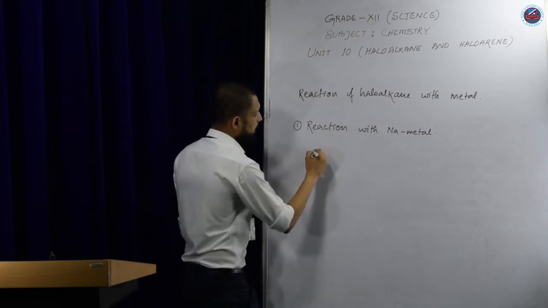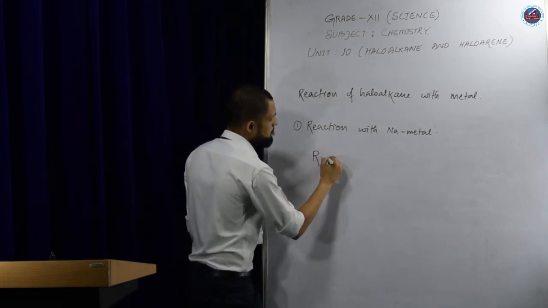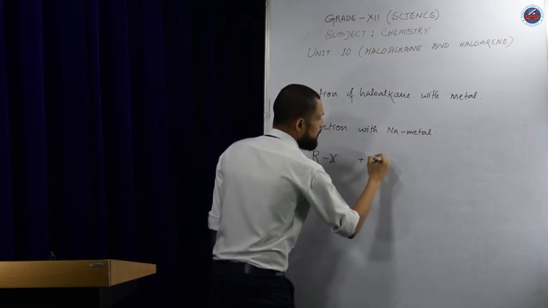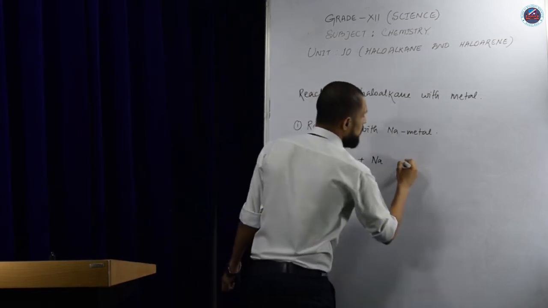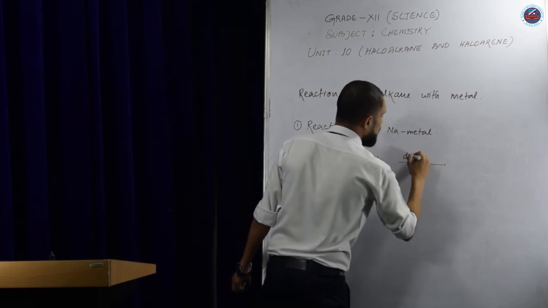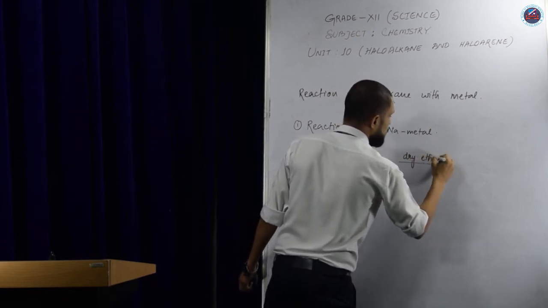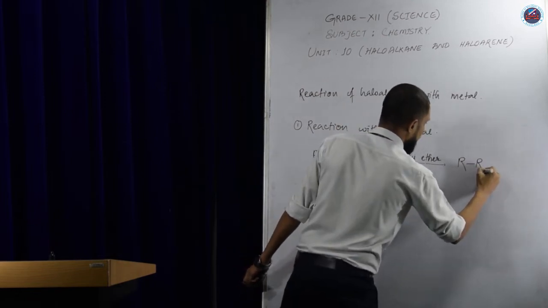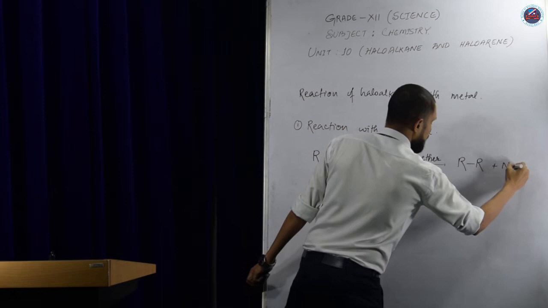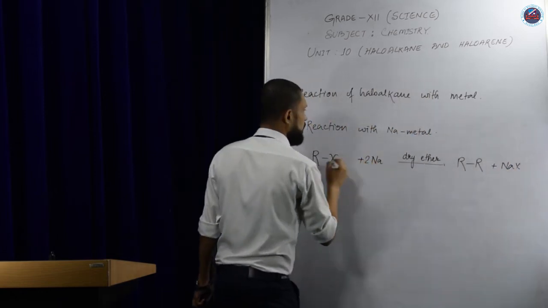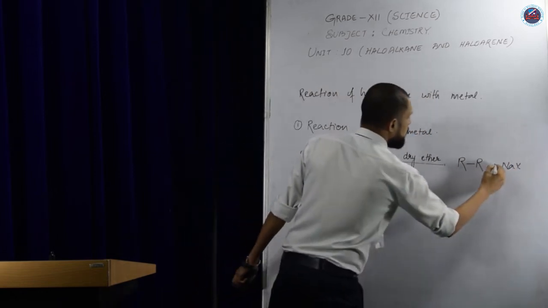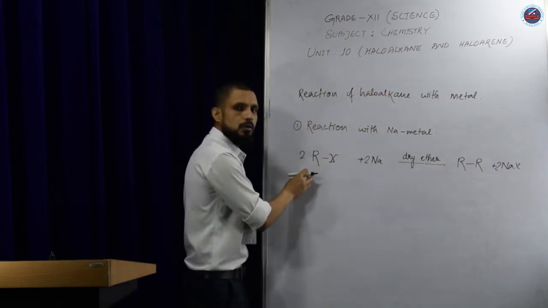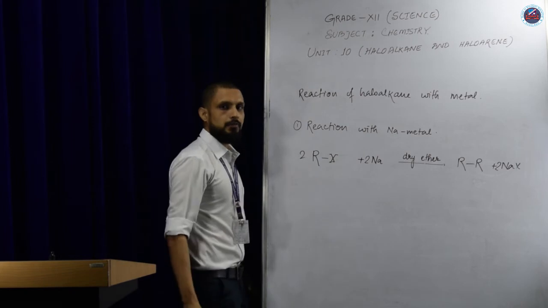Now, haloalkane reacts with sodium metal in dry ether medium to form an alkane with twice the number of carbon atoms present in the alkyl group.